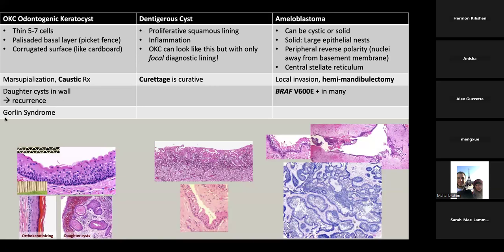Multiple bilateral mandibular and maxillary OKCs, think Gorlin syndrome. These patients also get other diseases like basal cell carcinomas, medulloblastomas. Ameloblastoma can be cystic or solid.